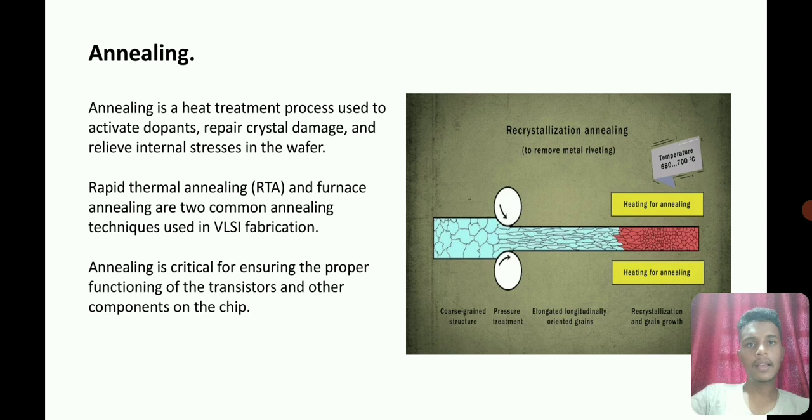And the annealing is a heat treatment process used to activate dopants, repair crystal damage and relieve internal stress in the wafer. Rapid thermal annealing and furnace annealing are two common annealing techniques used in VLSI fabrication. Annealing is critical for ensuring the proper functioning of the transistors and other components of the chip.